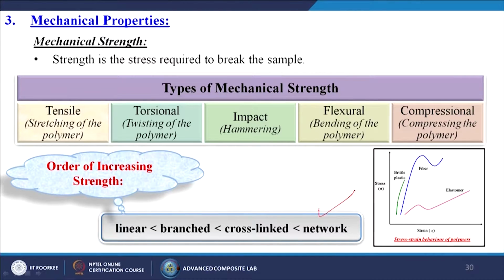So, what is the order of increasing strength? In that case, network is the highest, then cross linked, then branched, and linear is the lowest. Here, if we see the stress strain curve of polymers, for the brittle plastic, fiber and the elastomer, you can see the maximum strain over there. In terms of stress, fiber is the highest.